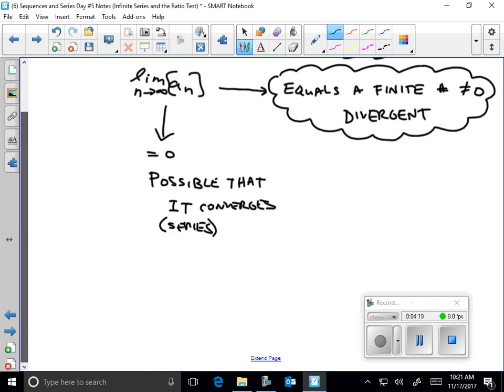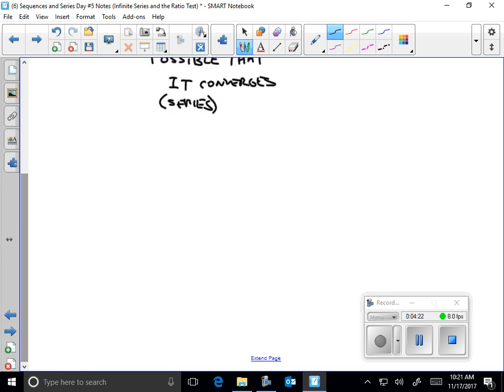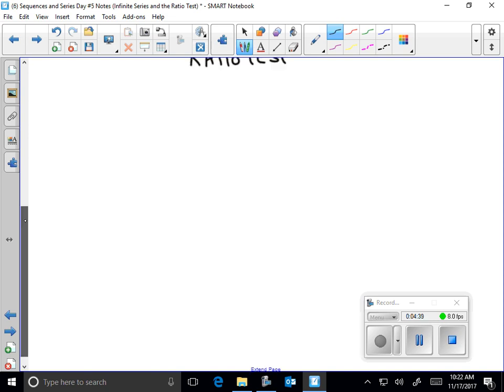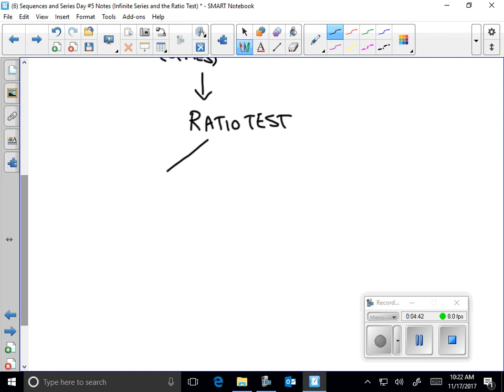We have a number of tests that we can do, and today's test is the first test that you'll have. It's called the ratio test. So our first possible option of what to do would be to use the ratio test. There are 3 outcomes of the ratio test, and I'll show you how to do it in a moment. We take the n plus 1 term divided by the nth term. If the limit as n goes to infinity of that is less than 1, the series converges.